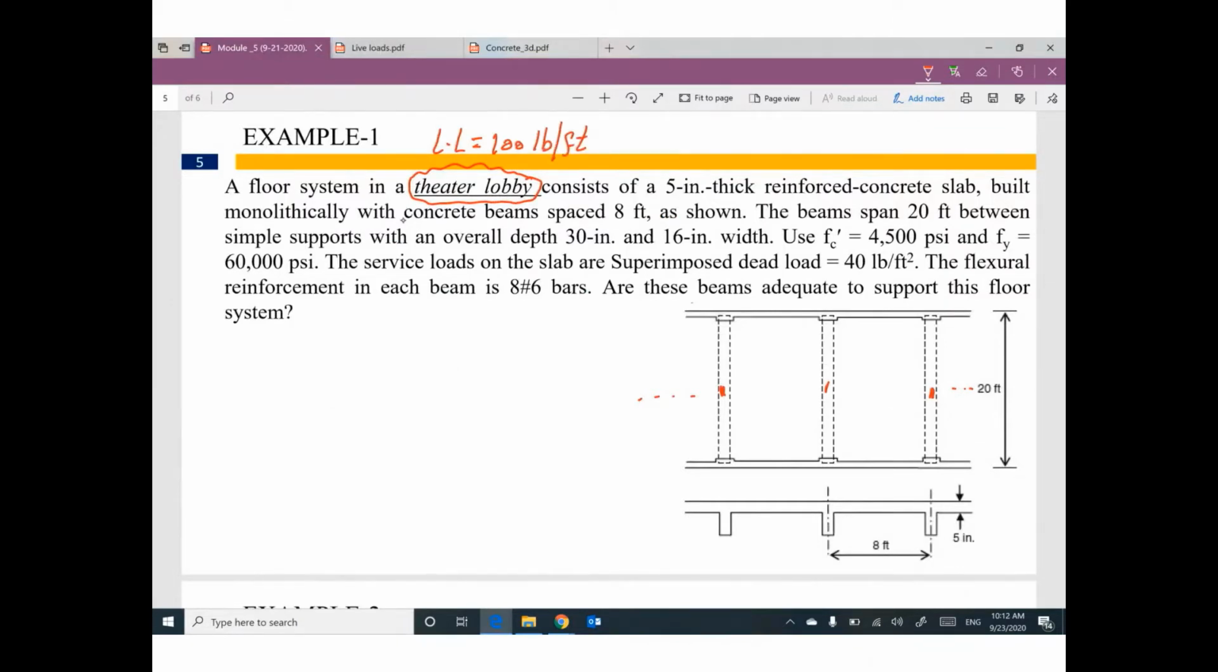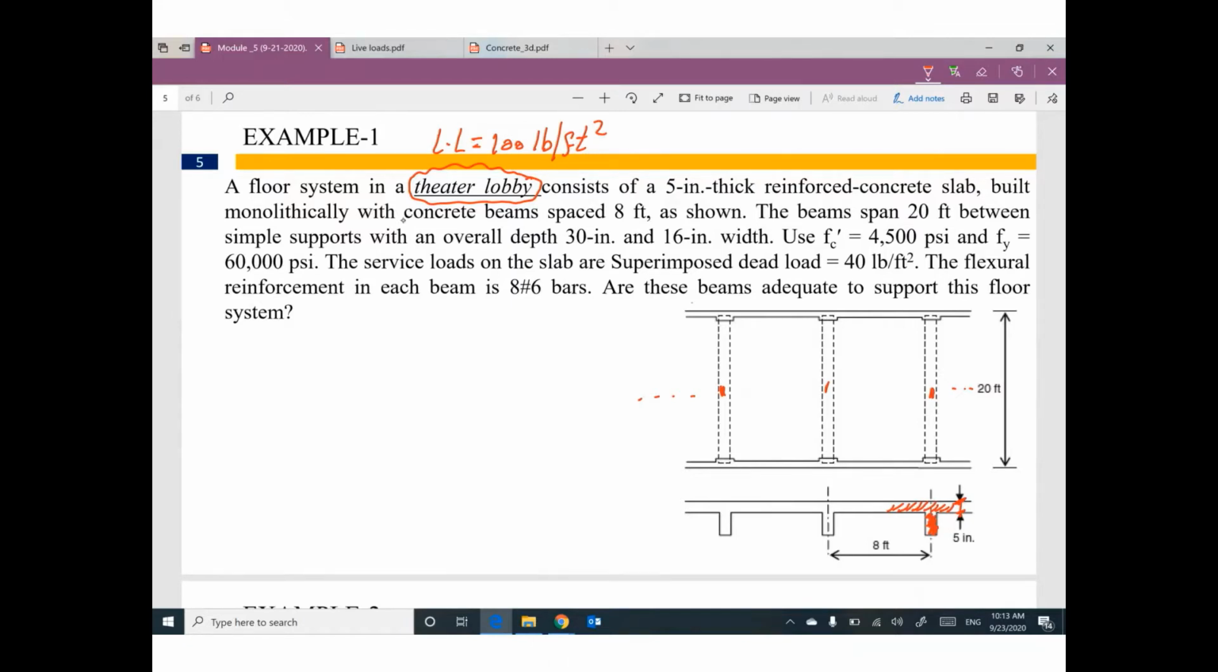This floor consists of 5-inch thick reinforced concrete slab. This thickness of the slab equals 5-inch. Built monolithically with concrete beam. We have a beam connected to this slab, built monolithically with concrete beams spaced 8 feet.